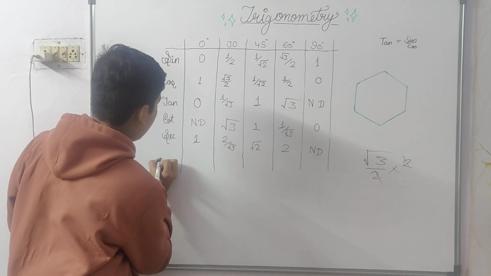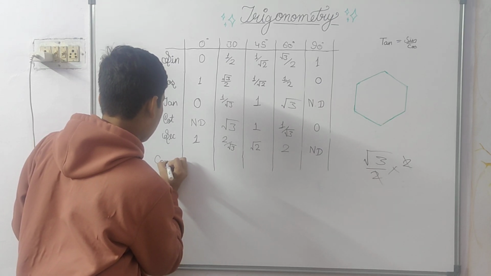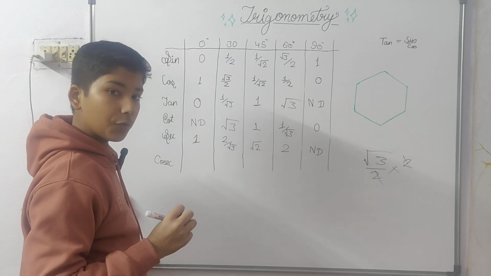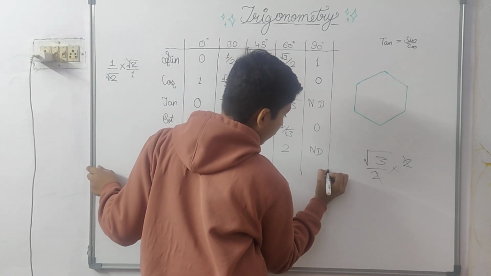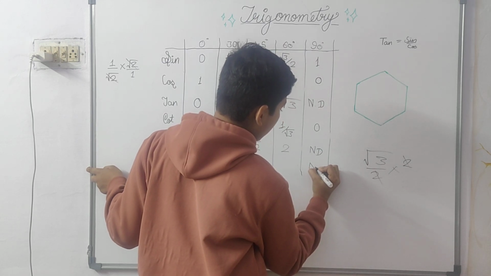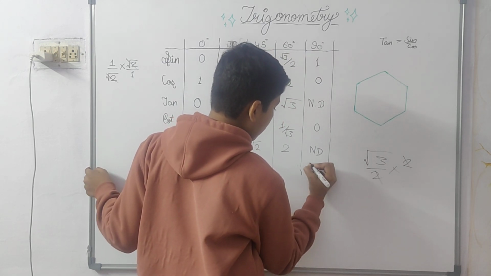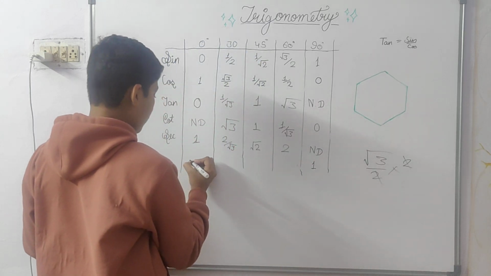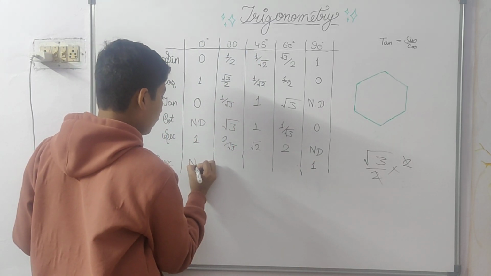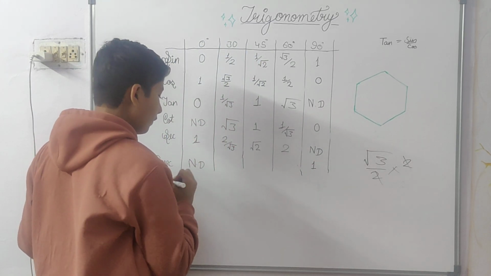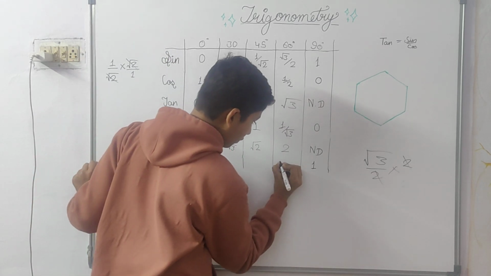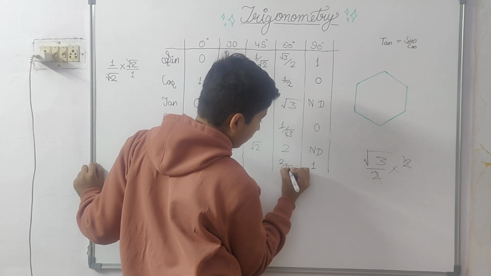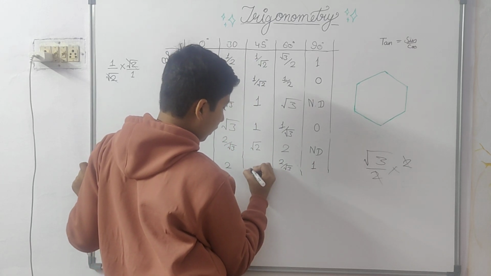Now what is left? Cosec. What will we do for cosec? Again just reverse them. For cosec, this will be 1 and this will be not defined. Now same here, 2 by root 3. Now root 2 will come as it is.